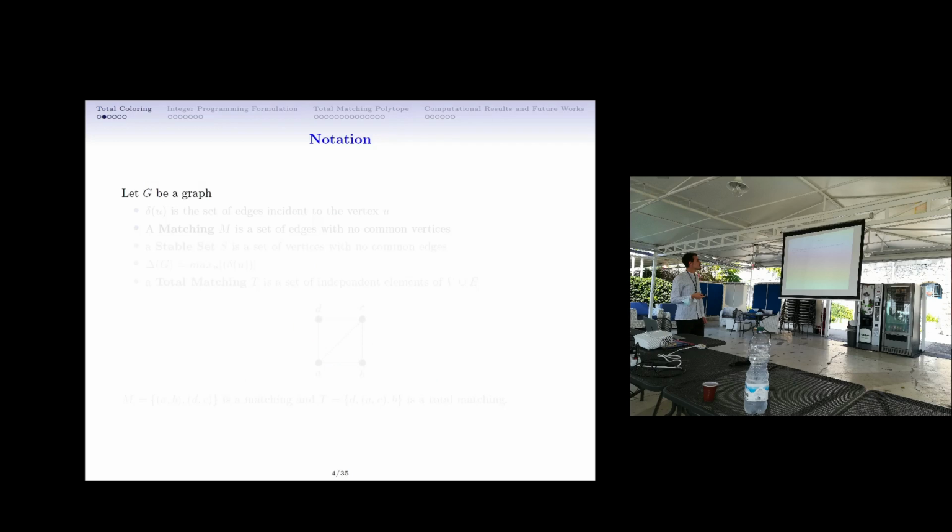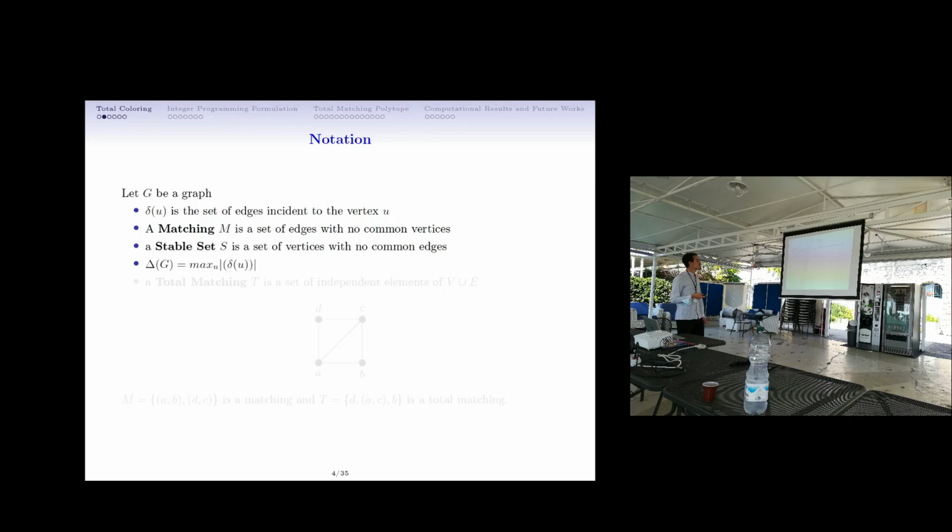So the notation is this one. Let G be a graph. Delta of U is the set of edges incident to the vertex U. A matching M is a subset of edges with no common vertices, and dually a stable set S is a subset of vertices such that they are not adjacent to each other in this graph.